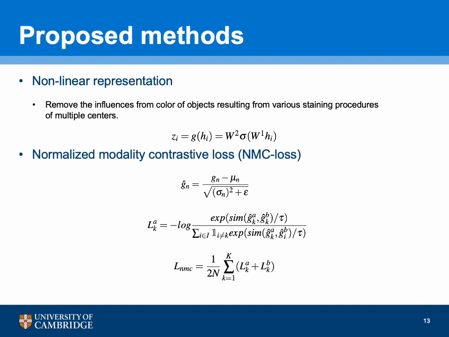Based on the findings of SimCLR, we know nonlinear transformation can remove the influence of color, which may be caused by different staining procedures from multiple centers. In the contrastive loss, I made a change here. The original contrastive loss uses L2 normalization on the feature vector, but in our task, the image pairs include two domains with different distributions. Therefore, I adopt layer normalization to recenter and rescale the latent space into a Gaussian distribution. Other parts are quite similar.